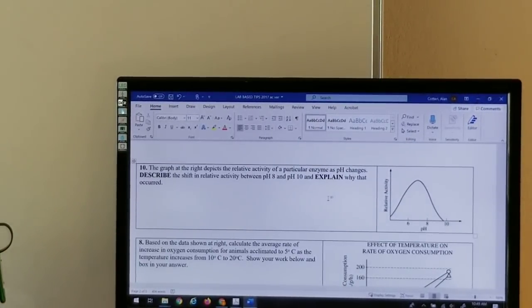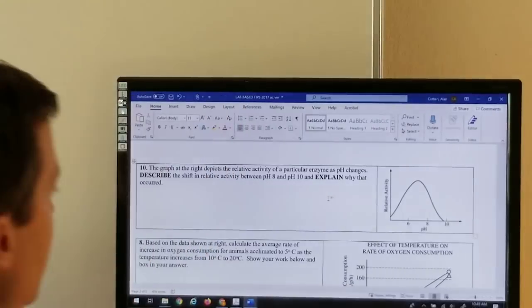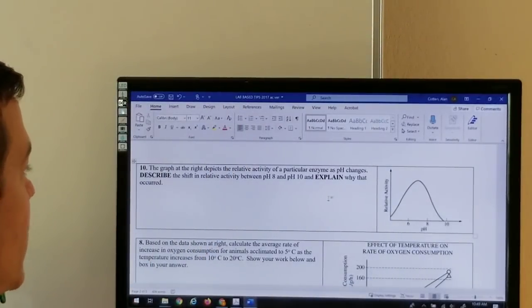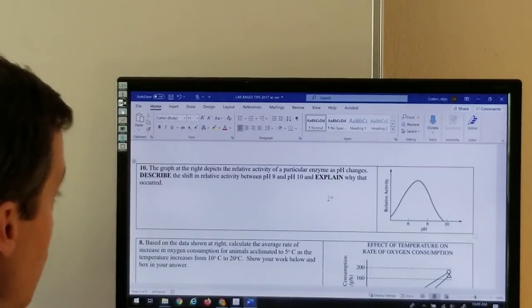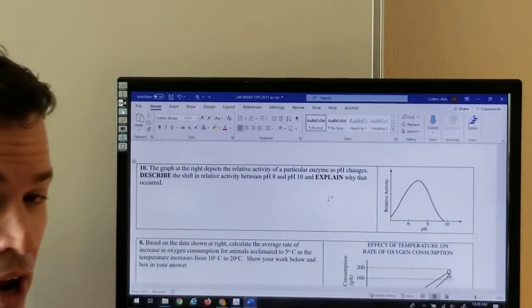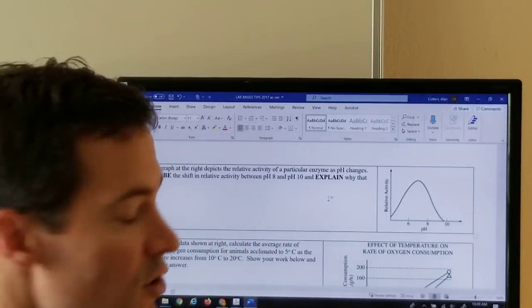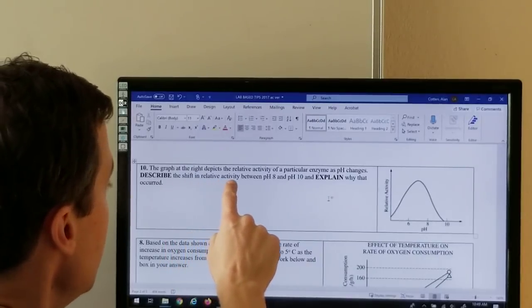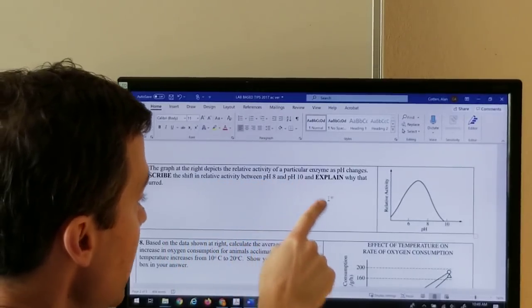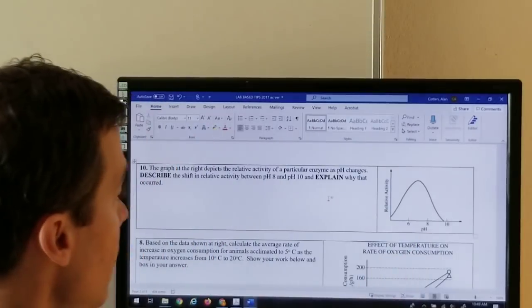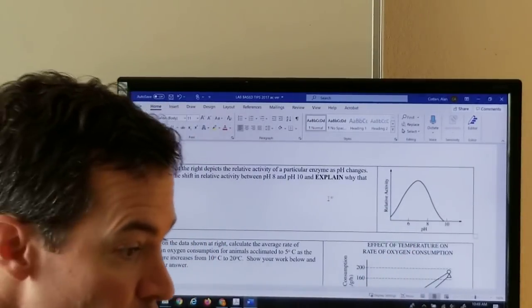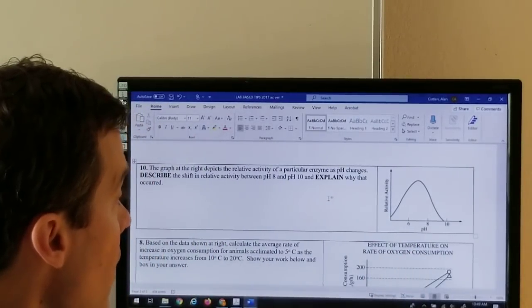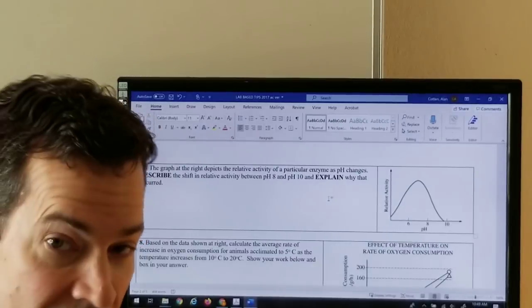Okay, so on this one, the graph depicts relative activity of a particular enzyme as pH changes. Describe the shift. So if it ever says describe the graph, you're just putting into words what the graph shows. So describe the shift in relative activity between pH 8 and pH 10. From 8 to 10, the way you describe that is it goes down. So the amount of relative activity decreases.